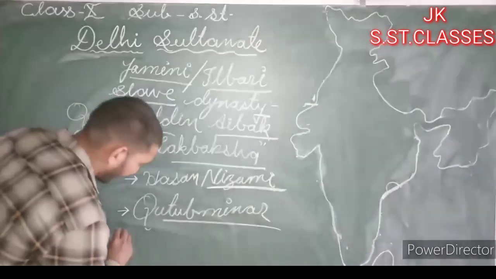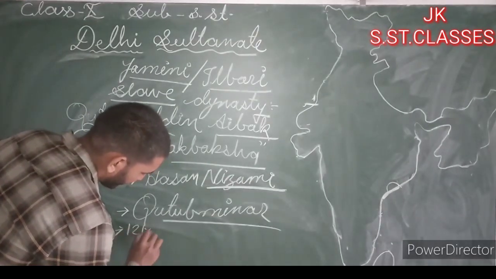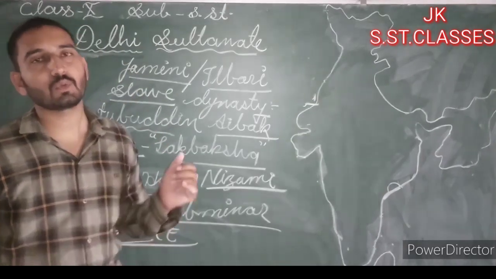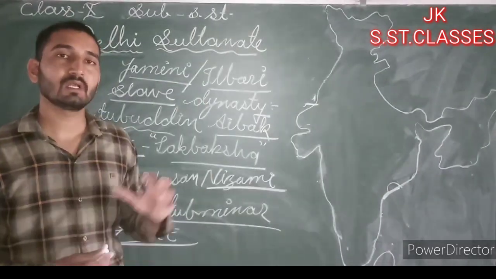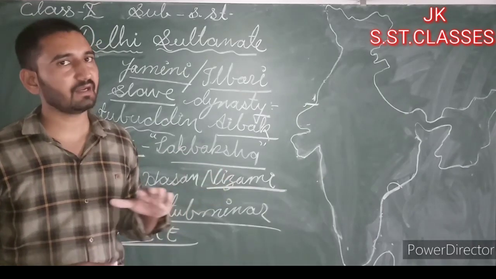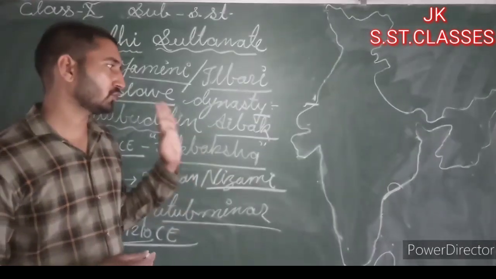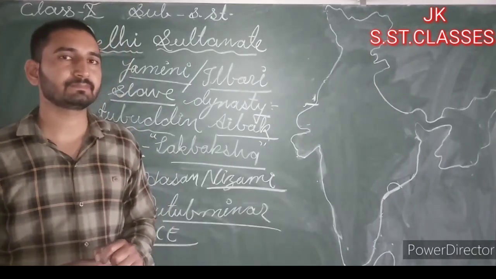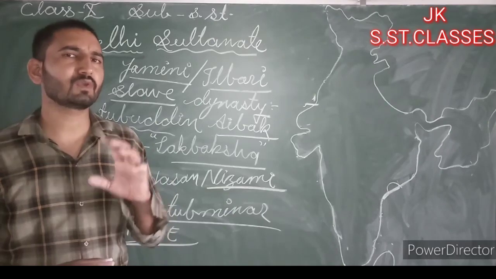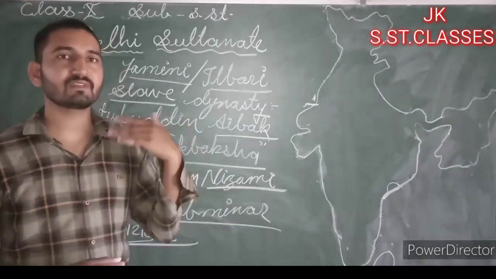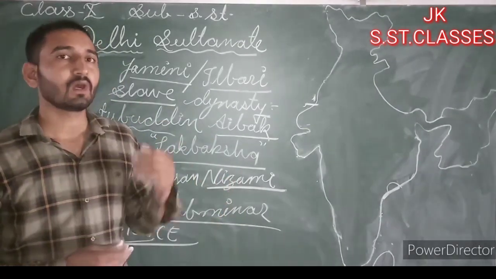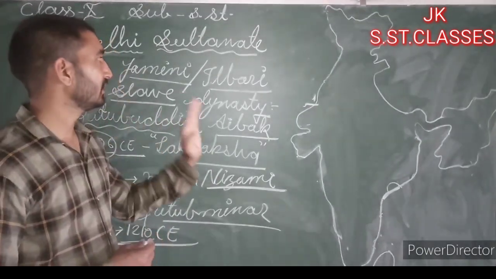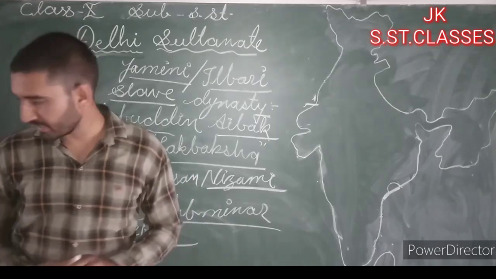Finally, Qutbuddin Aibak died in 1210 Common Era. While playing Chogan, he fell from the horse, and in this way he died in 1210 Common Era. So Qutbuddin Aibak is known as the founder of the Delhi Sultanate, or along with that we can also say that he was the founder of the Slave dynasty, Ilbari dynasty, and Yamini dynasty.